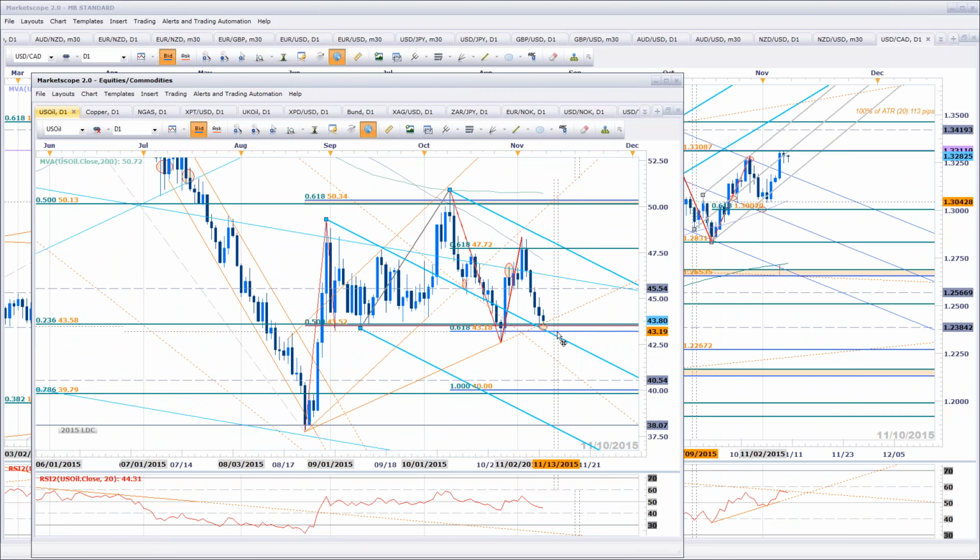If you get a little bit of rebound higher in crude prices, again, that would be supportive of the loonie. It would sort of put some downside pressure on the CAD crosses. So it looks very interesting here.